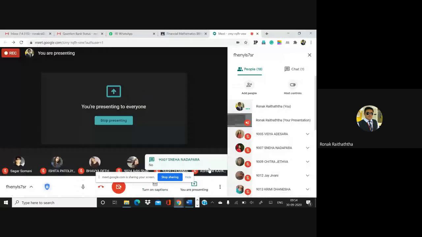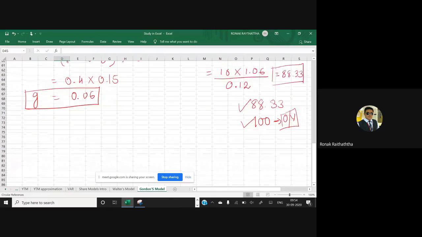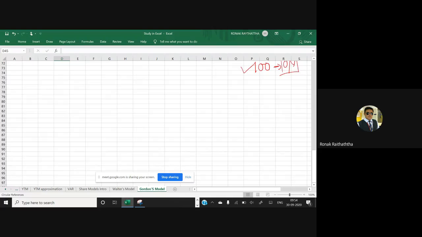No, because this is the overvalued stock. Overvalued stock. The deserving price is 88, actual price is 100, stock is overvalued. Straight away say no to this company, that we cannot invest, we should not invest. Let's move to the next question.